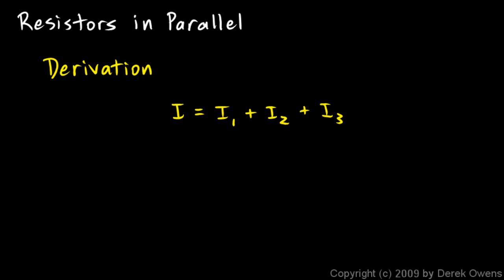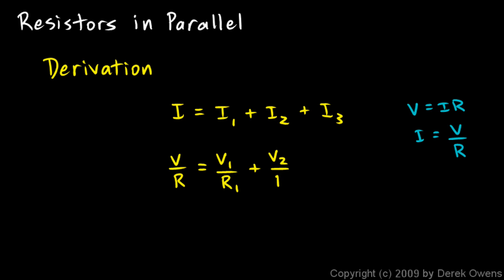Now remember Ohm's law. Ohm's law says that V equals IR. And that can be arranged like this. I is V over R. So I'm going to take this I and just replace it with V over R. And then I'll do the same thing for I1. But instead of applying Ohm's law to the circuit as a whole, I can apply Ohm's law just to that resistor. And I can say I1 is V1 over R1. And I2 will be V2 over R2. And I3 will be V3 over R3.